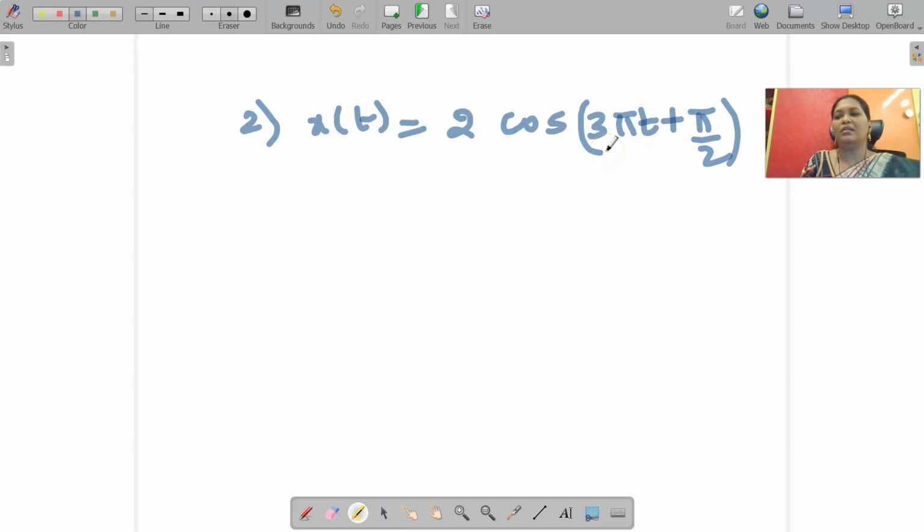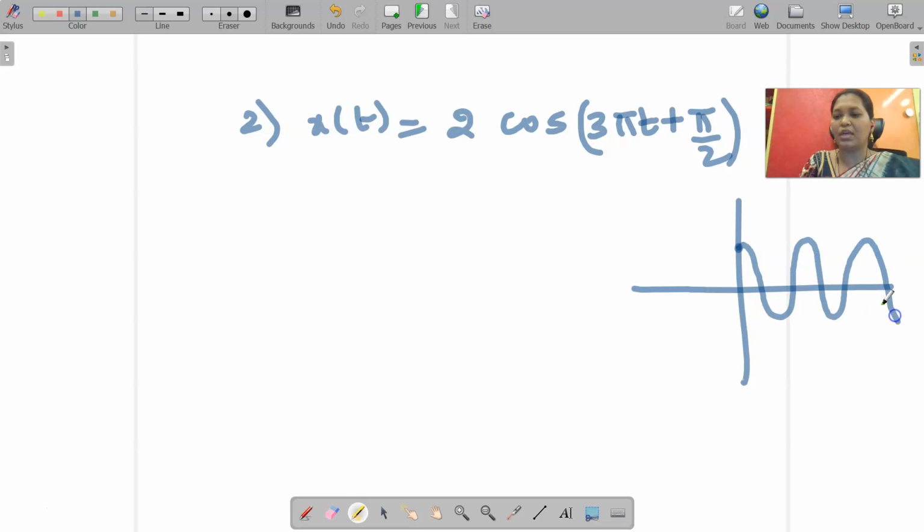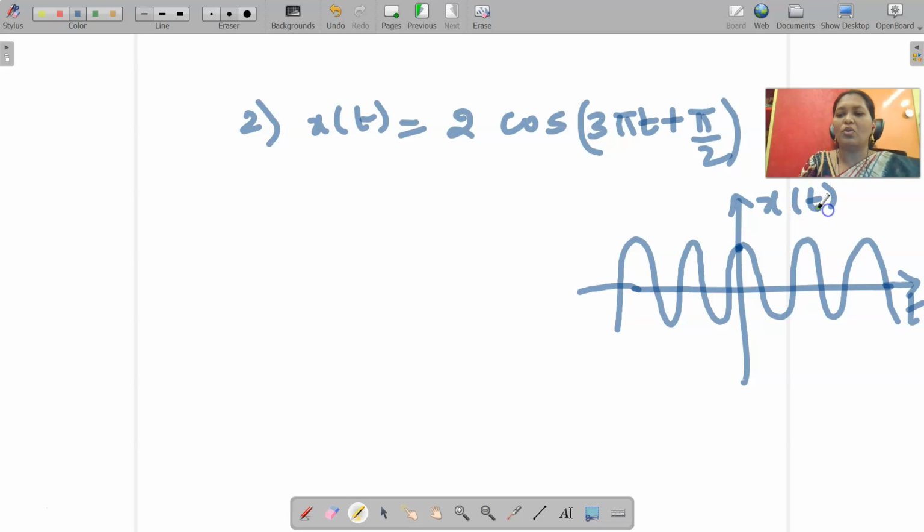Again, it is a continuous time signal and it is a cosinusoidal signal. Sinusoidal signal always starts from zero amplitude. Cosinusoidal signal starts from maximum amplitude. So from here you draw your curve, and like this it will repeat on the left-hand side also. This is the general format of a cosinusoidal signal. A cosinusoidal signal is definitely a periodic signal, so by seeing the problem itself we can say that it is periodic.